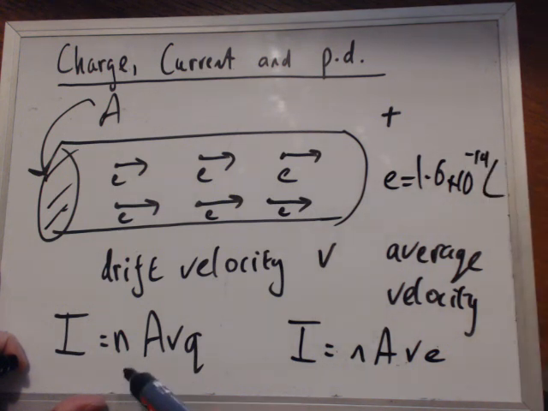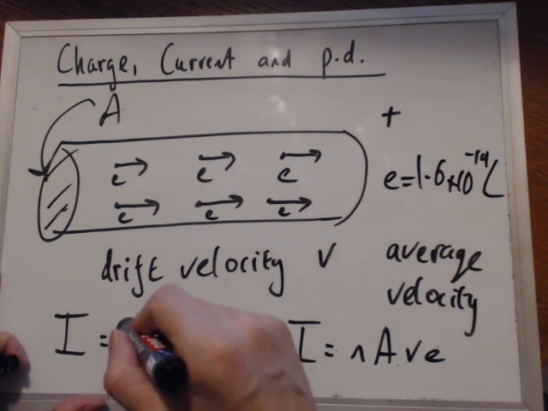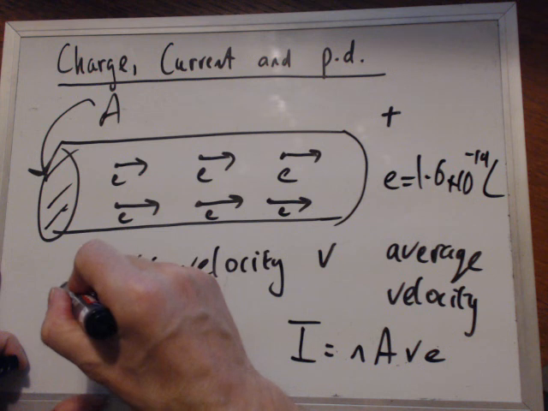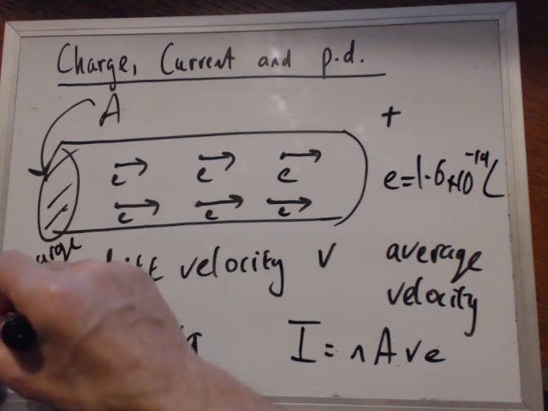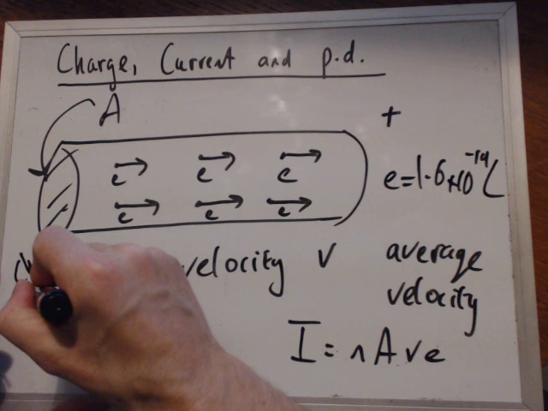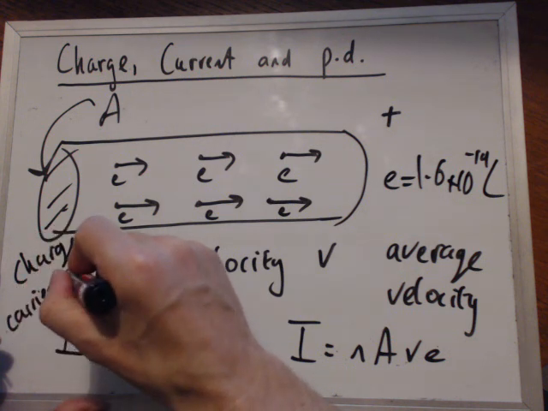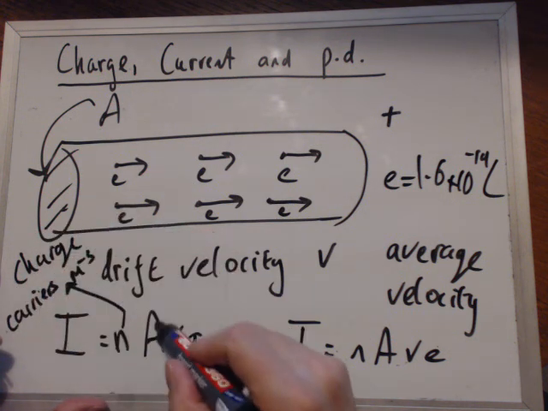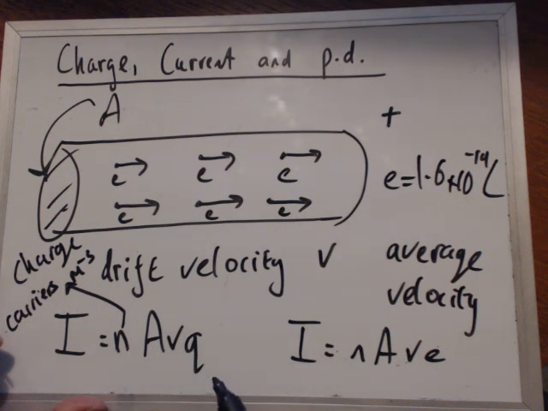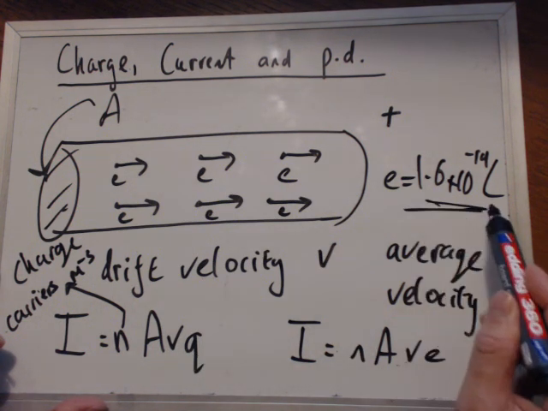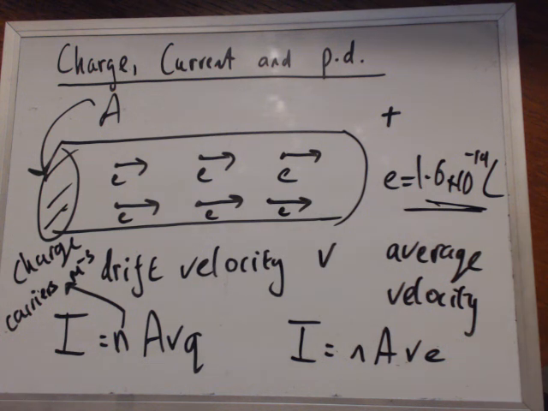This gives you the total current, and remember n is the number of charge carriers per cubic meter. A is the cross-sectional area, v is drift velocity, and Q is the size of the charge. For a metal, the charge is that of an electron, because it's electrons that are travelling.